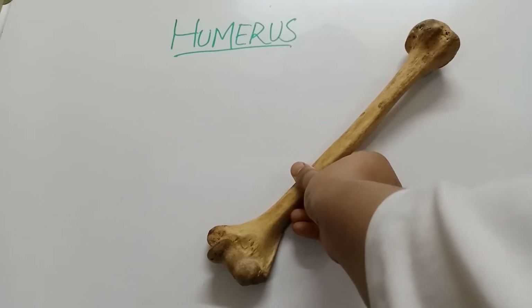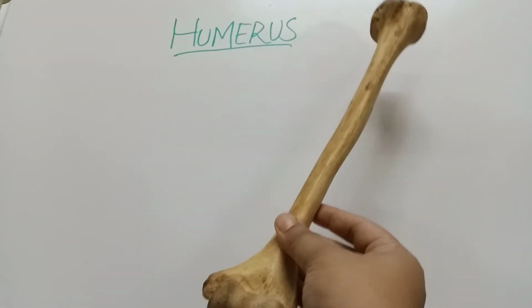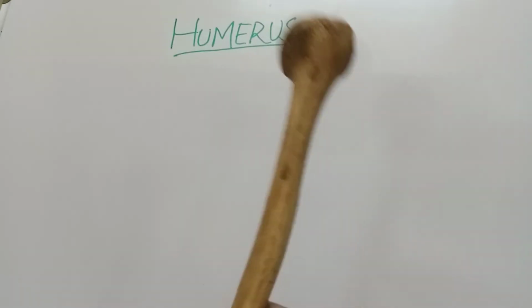Bismillahirrahmanirrahim. Today we are going to start the humerus. It is the bone of the arm. It is the longest bone of the upper limb. So the humerus has two ends, the upper end, the lower end, and a shaft.